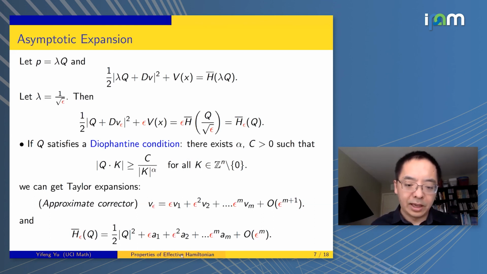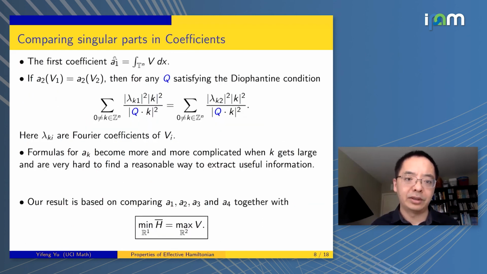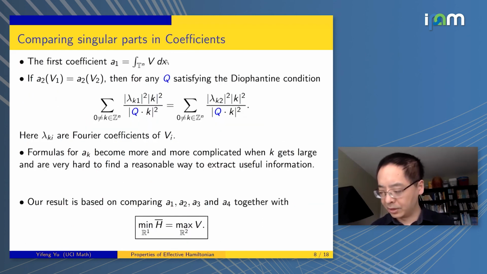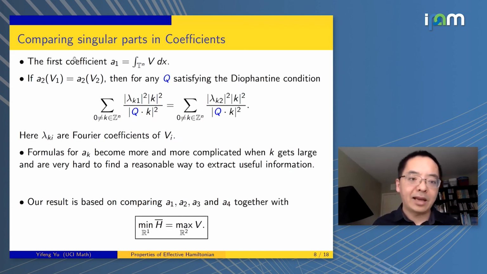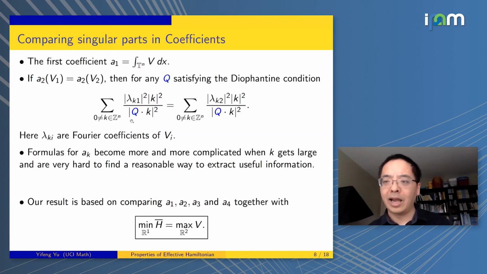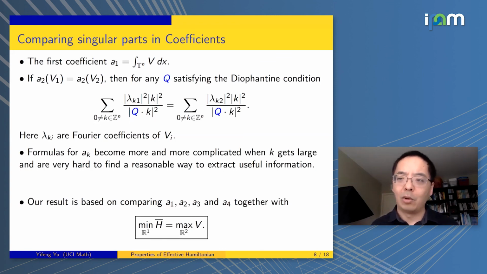So the first coefficient A1 is very simple. It's just the average of the potential, which is clean. The second one is not as simple as the first one, but it's not bad. If you look at the expression of the second one, it's basically like that. And then you have the third one, the fourth one, the fifth one. You will see the form becomes more and more ugly.